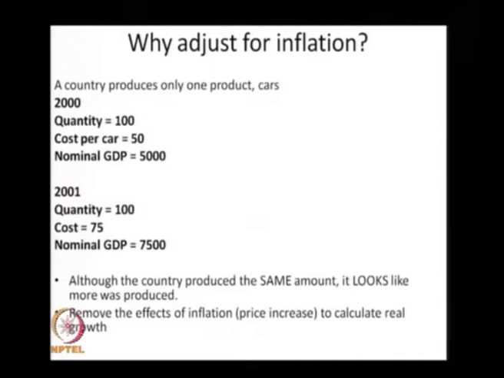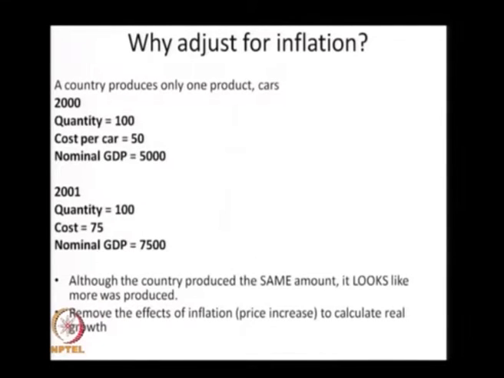Now we would tend to assume that the country's GDP has increased, as a result of which the output has increased, there is an increase in the economic value. But on the contrary, although the country produced the same amount, it actually looks as though more was produced. It is because the cost of production has increased, and it is that increase in the cost of production that has actually caused the increase in the value.